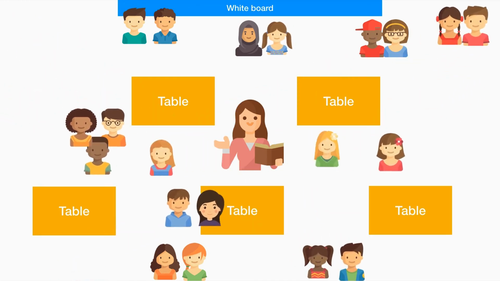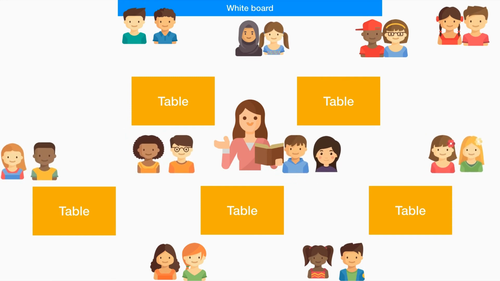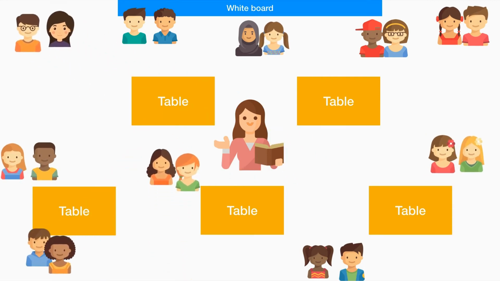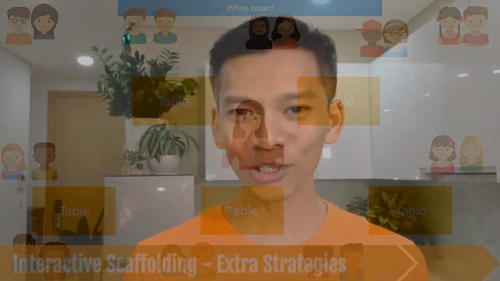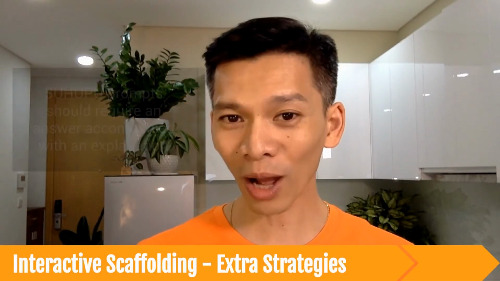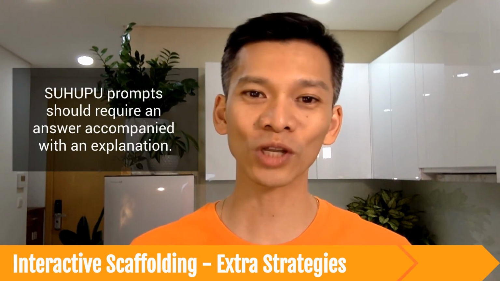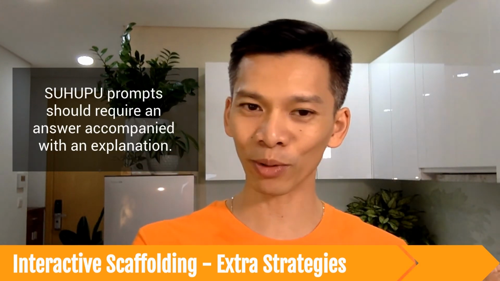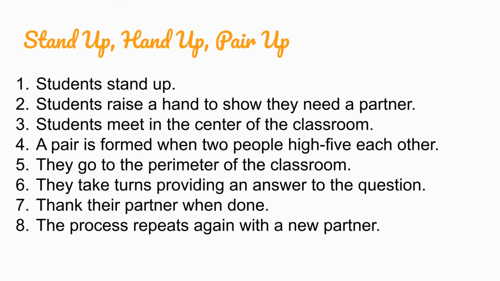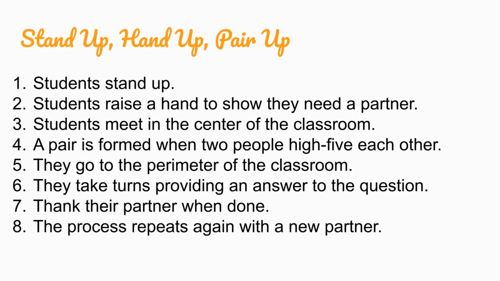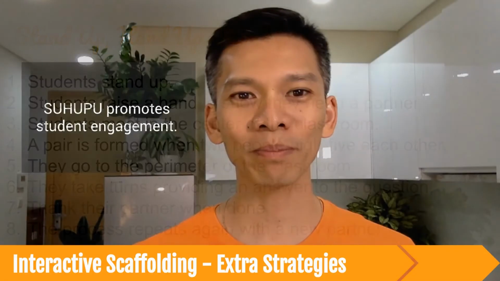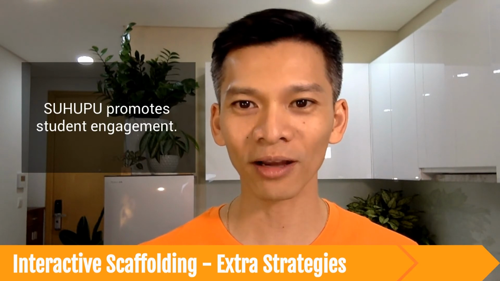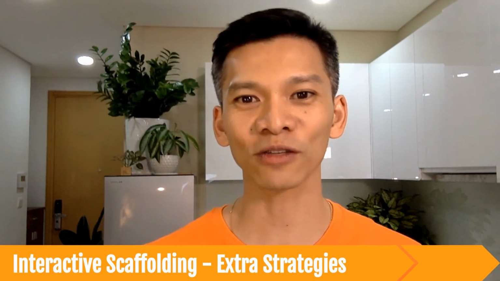After providing one response, they high-five their partner and say thank you, return to the center of the circle, raise their hand to find another partner, and repeat the process with another partner. This strategy works best if the prompt has multiple answers, so students can go and find one partner, go to the perimeter, talk about one answer, come back to the middle, find a new partner, go to the perimeter to talk about a second idea. Stand up, hand up, pair up gets students talking about the content in an engaging and active way.